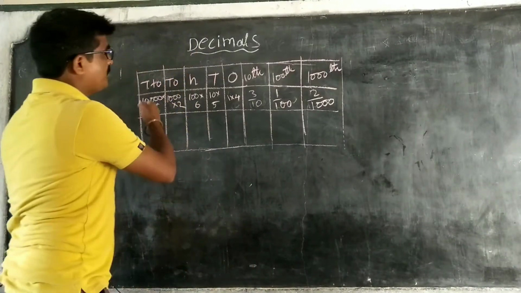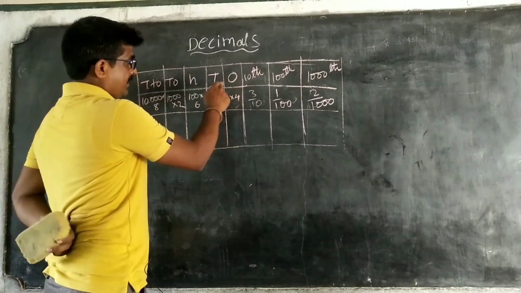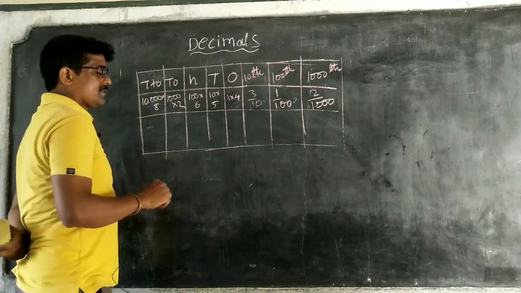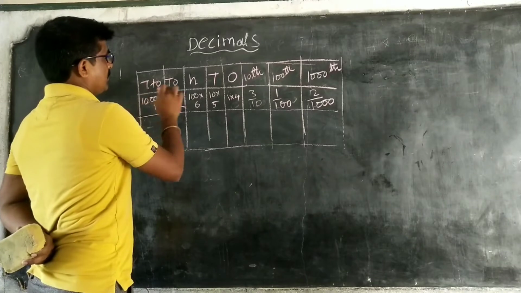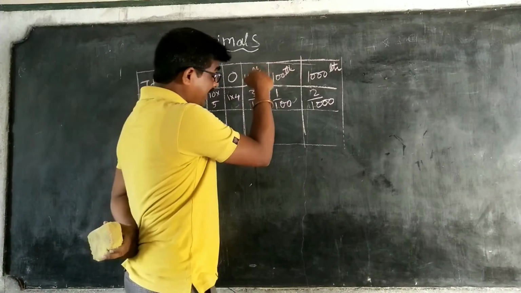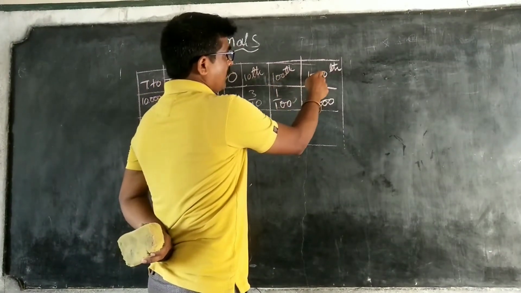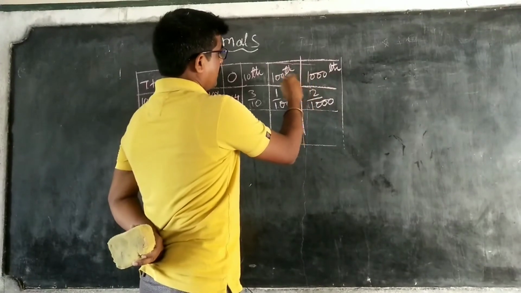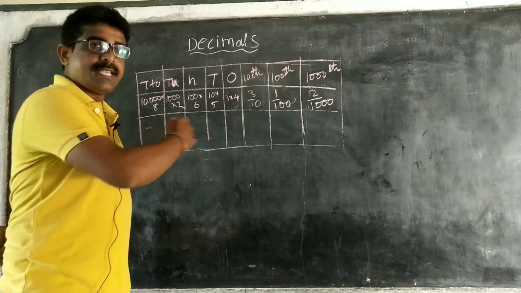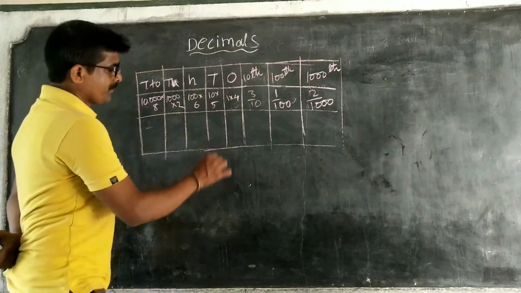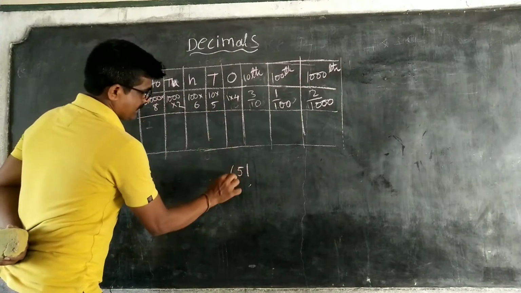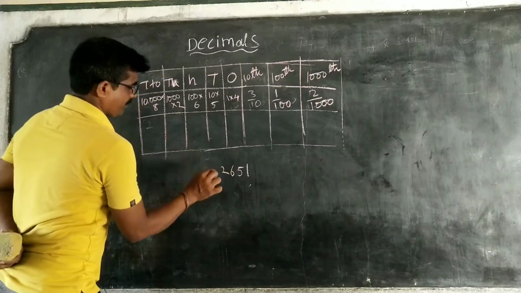Next, observe this box. This is the ones place, tens place, hundreds place, thousands place, ten-thousands place. Here 1 by 10 is the tenths place, 1 by 100, 1 by 1000. That is by 10, by 100, by 1000. If you write this as one number, how do you write it? First I take 1, after that 5, after that 6, 2, 8.